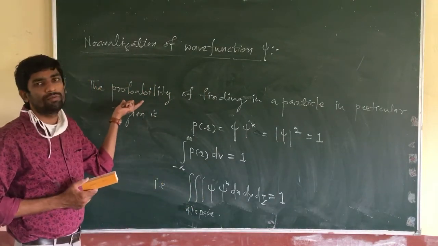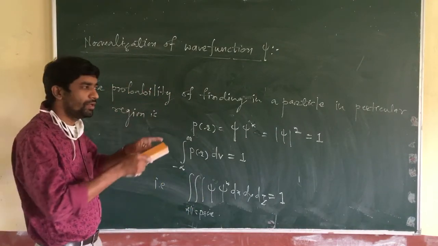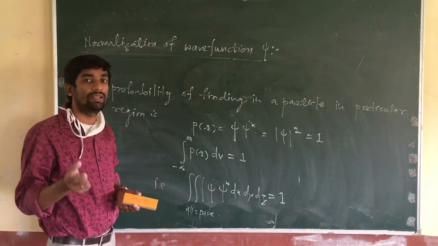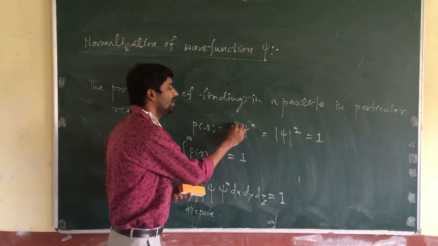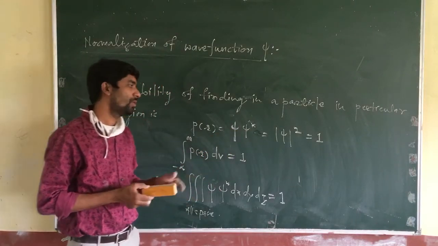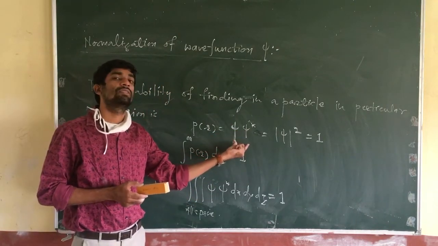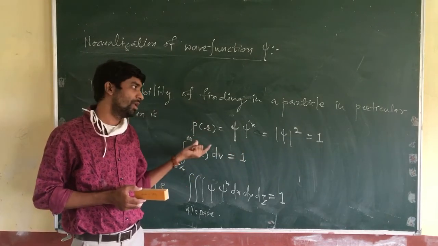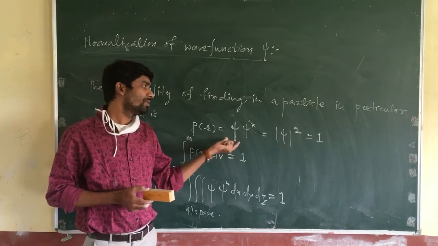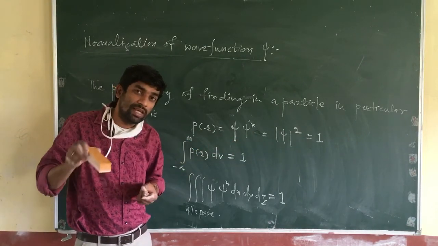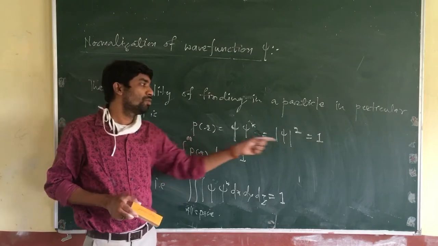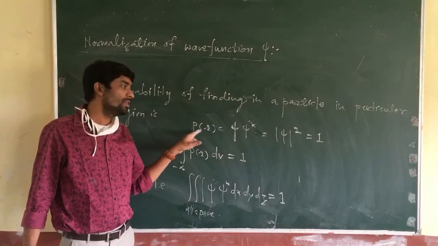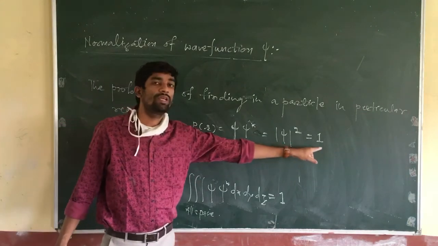So if a particle is found in a certain region, then the probability of finding that particle in that region is given by psi into psi star. Okay. So what is psi into psi star? Psi into psi star gives you the probability of finding the particle in that particular region. So if the particle is located in that particular region, then its probability is equal to 1. That's why this value, psi into psi star, should equal 1.